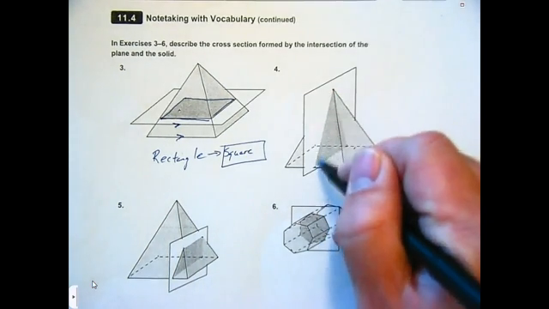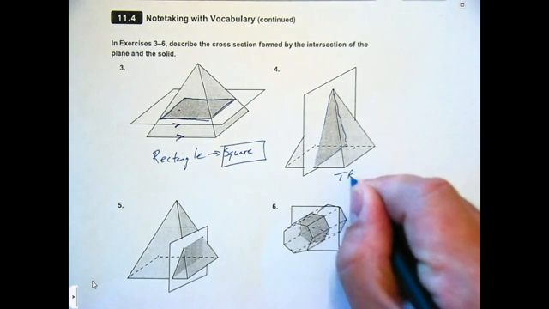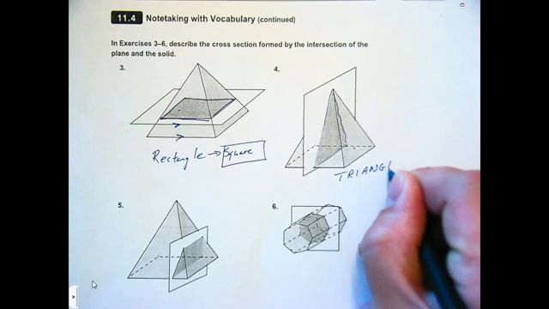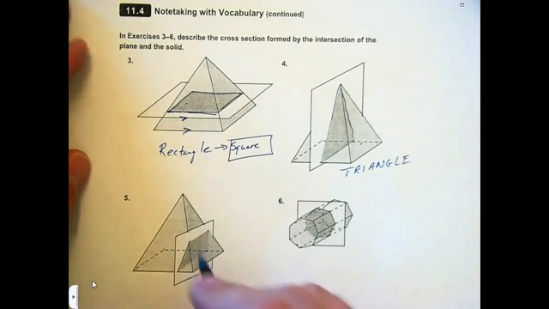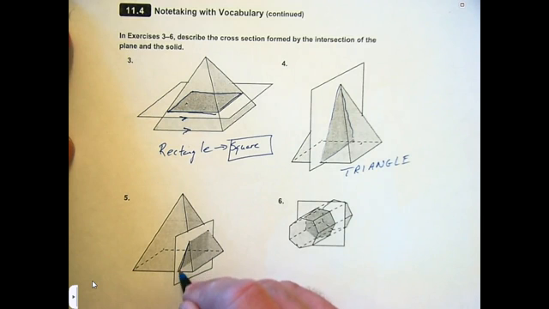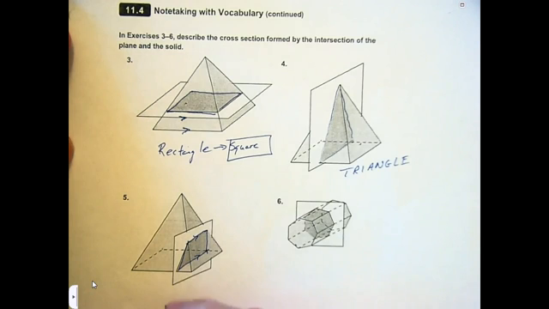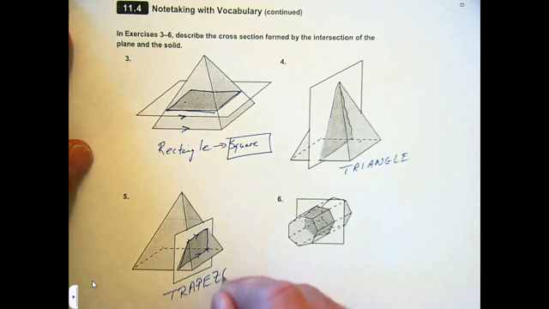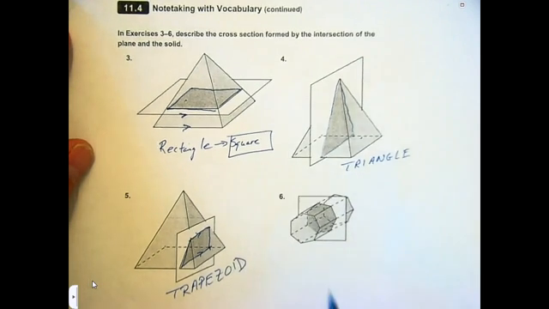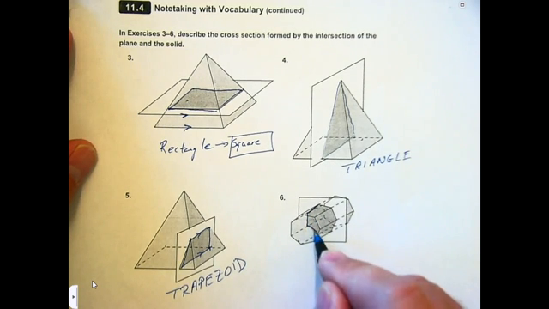What do you have here? Yeah, you have triangle. All caps, see? That's an intense triangle. Okay? How about this one? Yeah, you get a trapezoid. Parallel sides. And the next one you get a heptagon. Hepta meaning 7.